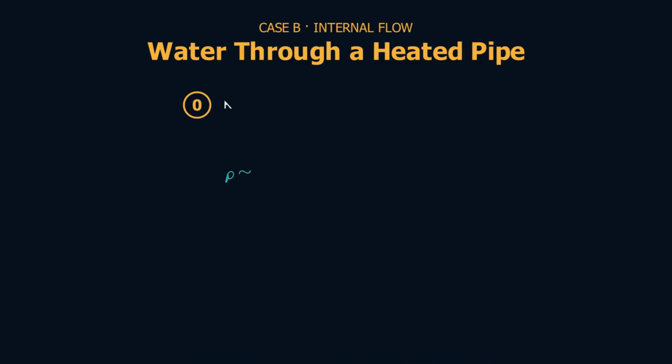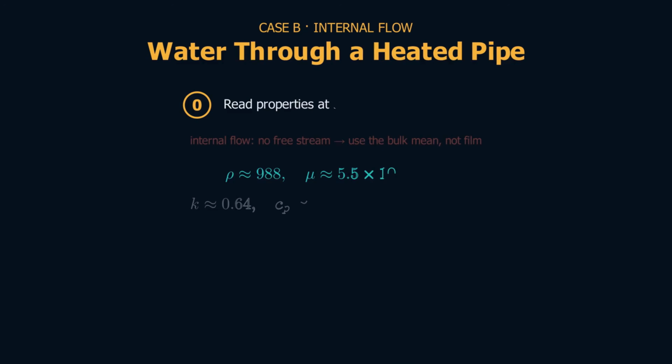Here is the key difference from case A. Inside a pipe there is no faraway free stream to average against, the fluid fills the whole cross-section. So we read properties at the bulk mean temperature instead of a film temperature. For water at 50 degrees the Prandtl number is about 3.6, far higher than air's 0.7.